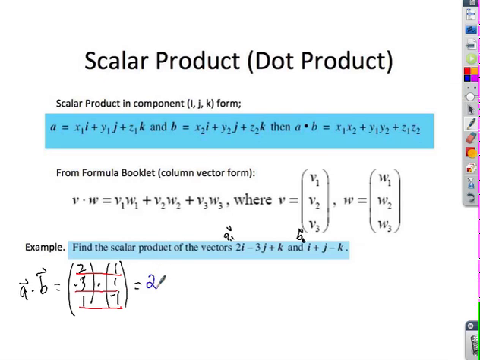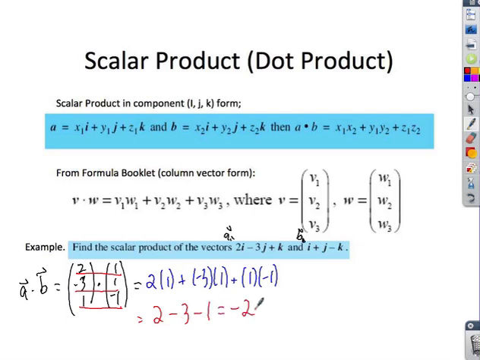So this product will turn into 2 times 1 plus -3 times 1 plus 1 times -1. Now we put all these products together, and that would be 2 minus 3 minus 1, and that answer is -2. So the scalar product of A and B is -2. Notice my answer is not a vector. Do not give your answer as a vector when you do the scalar product. Commonly made mistake.